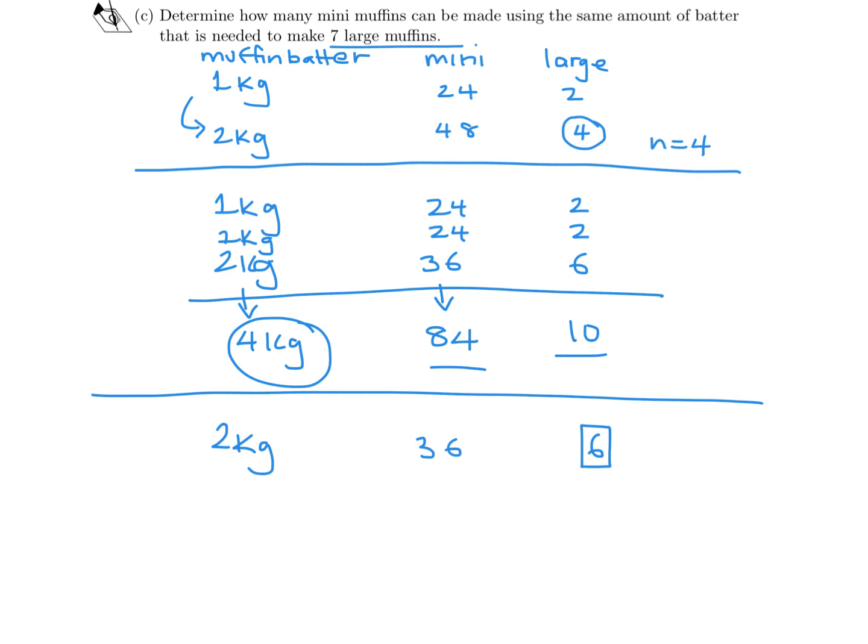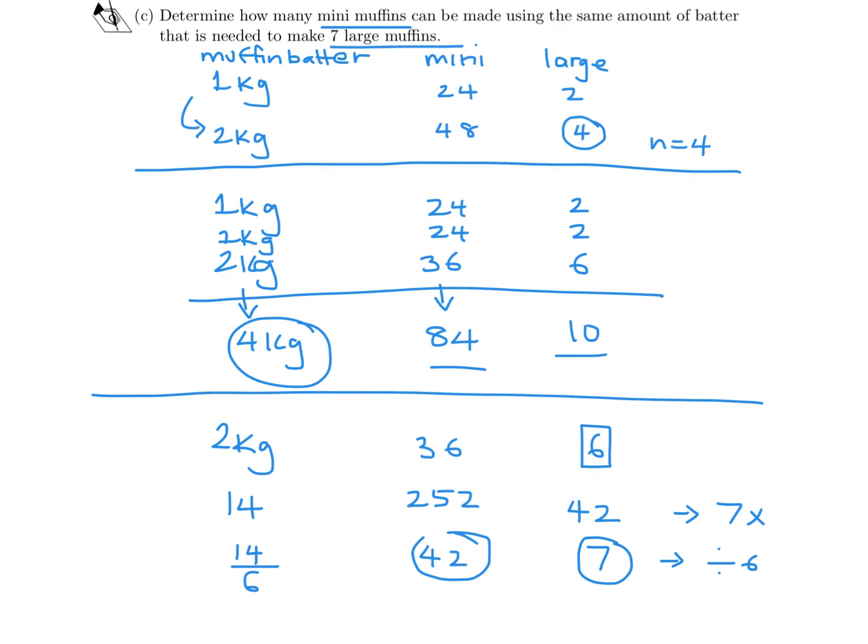So I've got to try to manipulate that number into 7. So how do I do that? I guess multiply it by 7, and then divide by 6, right? So if I multiply this by 7, I get 42, and then if I divide by 6, I get 7. So I've got the 7, and then we'll see what numbers come over here. This is 252, and then that would be 42 if I apply the same operations of multiplying by 7 and dividing by 6. And the 2 would be 14, and then 14 over 6. And what do they want? They determine how many mini muffins. Okay, so that's just the 42 is what they're asking for.